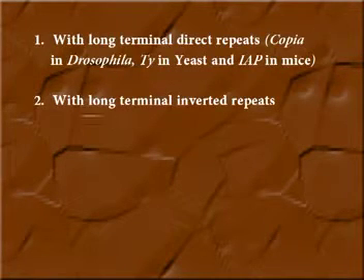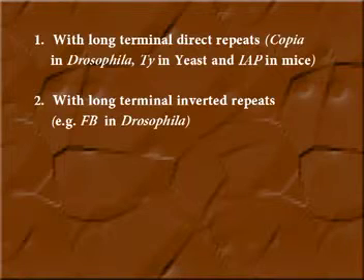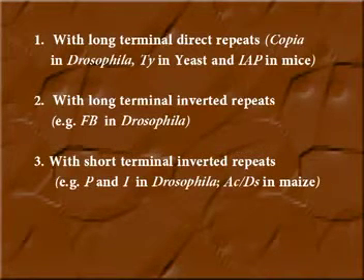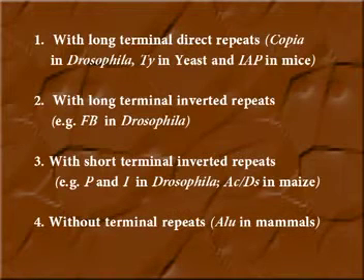Second, with long terminal inverted repeats, for example, FB in Drosophila. Number three, with short terminal inverted repeats, for example, P and I in Drosophila, and Ac/Ds in maize. And number four, without terminal repeats, for example, LINE sequences in mammals.